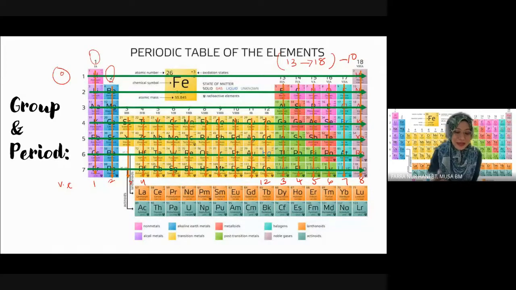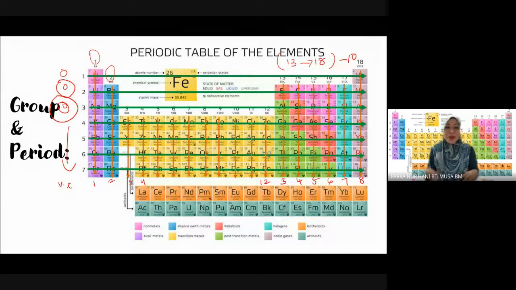For example, period 1 means they have one shell, period 2 means two shells, and so on up to 7. This is your previous knowledge. We will relate this with electronic configuration, the spdf notation, with group, period and blocks, because our purpose in this lesson is to find the period, group and block from its electronic configuration.